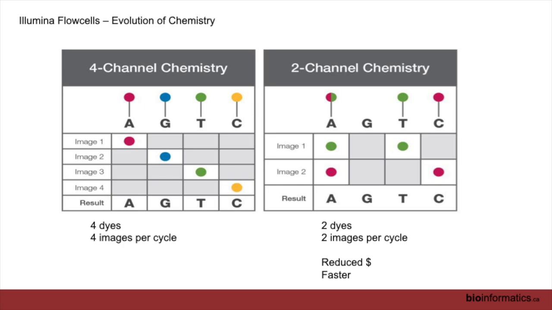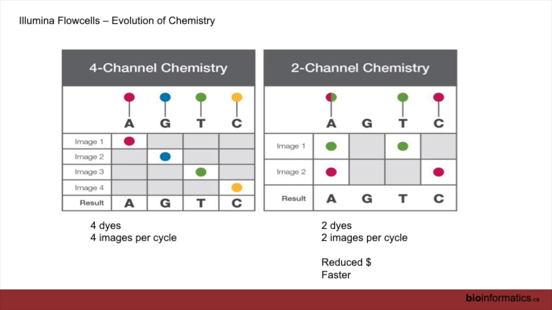They've now evolved that, and it continues to evolve, to move from four dyes to using only two dyes. The approach here is really to have one dye associated with cytosine, one with thymidine, and both dyes associated with adenosine. And for G, there's no dye at all, so just a dark cycle that goes by.